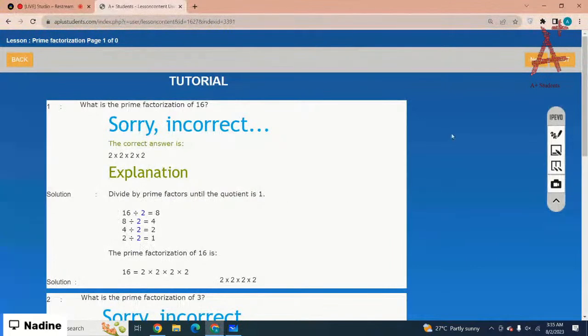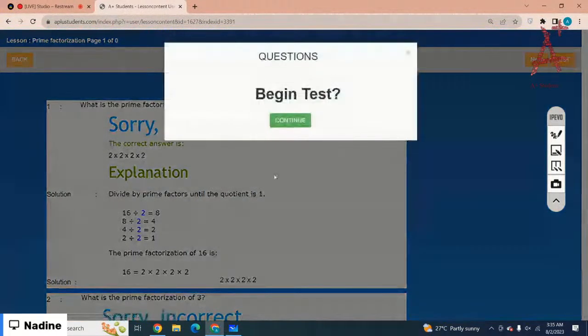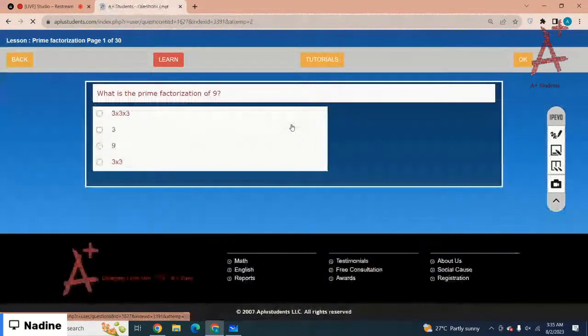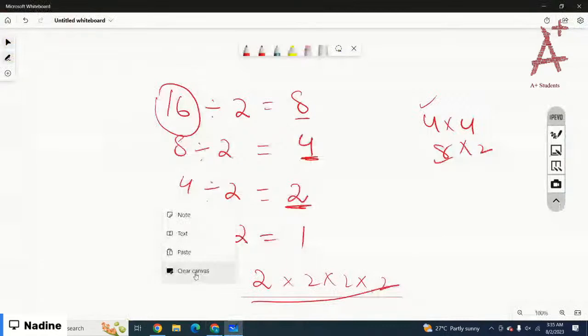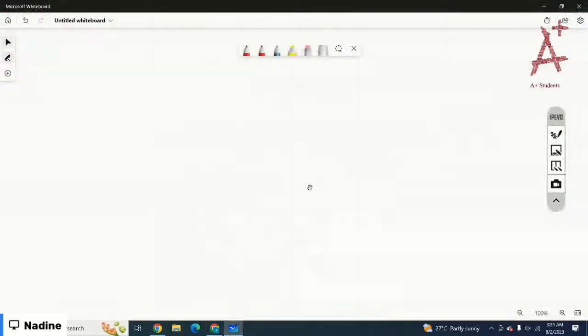Divide the prime factors until the quotient is 1. That is basically what you have to do. What is the prime factorization of 9? Let's just calculate the prime factors of 9.